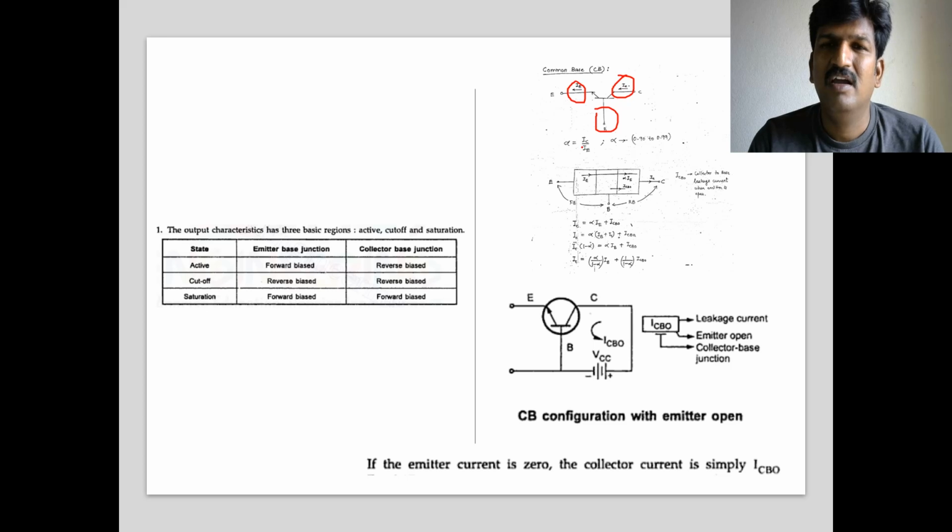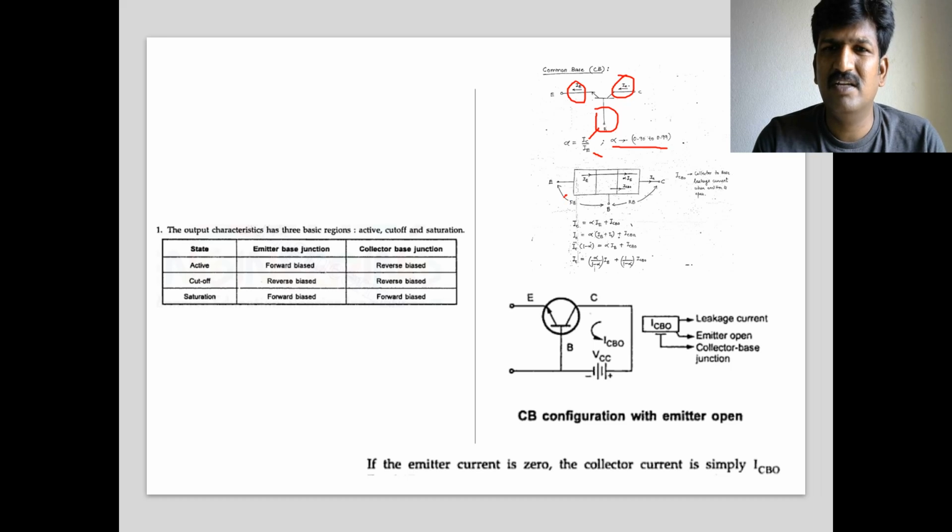The alpha can be noted as IC divided by IE. IC is the output current of the CB configuration and IE is the input current of the CB configuration. Alpha is typically equal to 0.90 to 0.99. It means it is almost equal to 1, meaning IE is equal to IC.